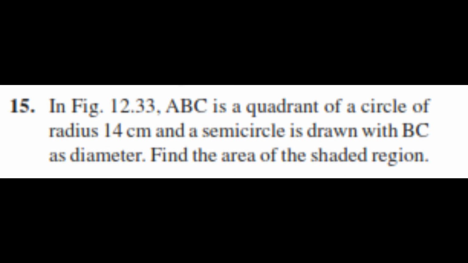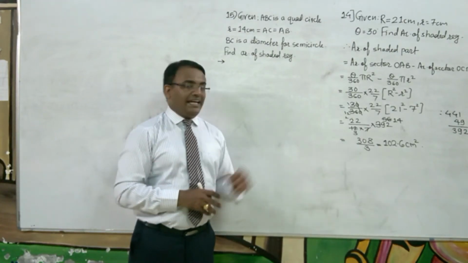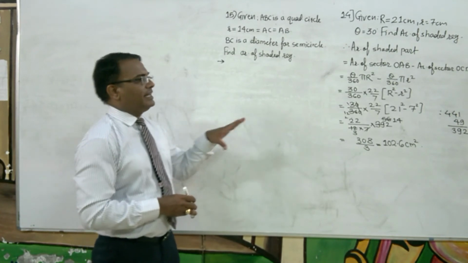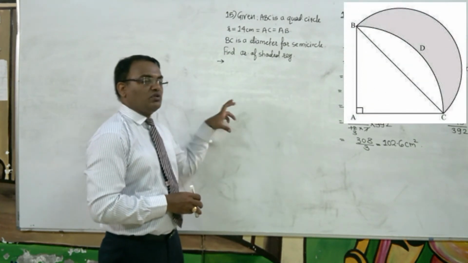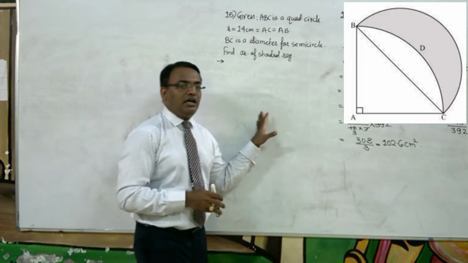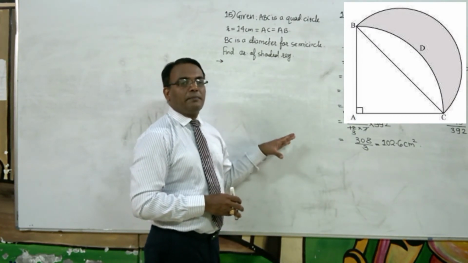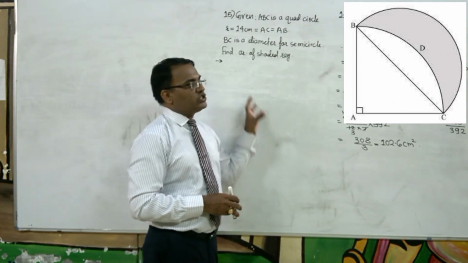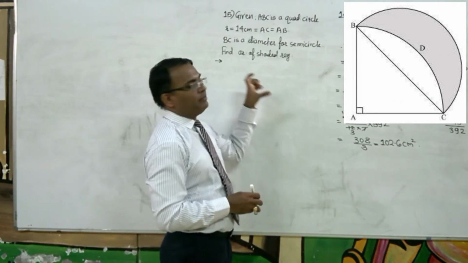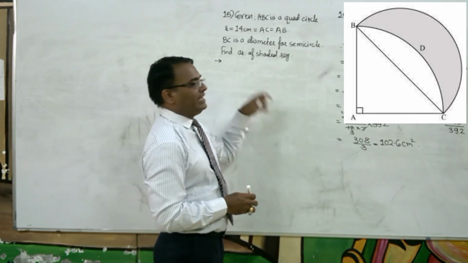In figure 12.33, ABC is a quadrant of circle of radius 14 centimeter and a semicircle is drawn with BC as diameter. Find the area of the shaded region. Now observe the diagram first. In the diagram clearly it is mentioned that ABC, which is looking like a triangle. Yes, it is a triangle, but if you see the curved line, that is a quadrant of a circle. Okay, and then the shaded part is on the hypotenuse of the right angle triangle.